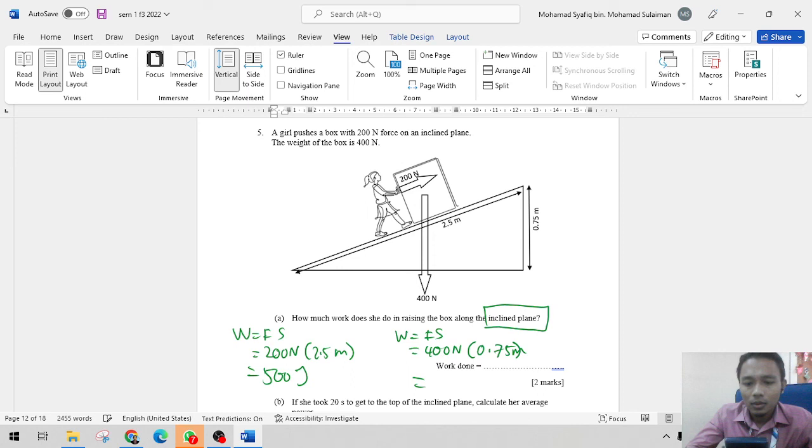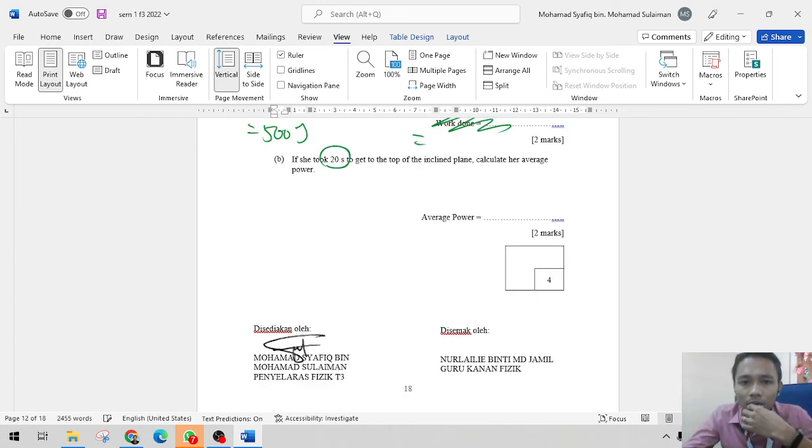Okay, B. So we have 20 seconds to the top of inclined plane. Calculate the average power. Okay, so power is equal to work or energy over time. So the energy calculated in A, 500 divided by 20. So that is 25 watt.